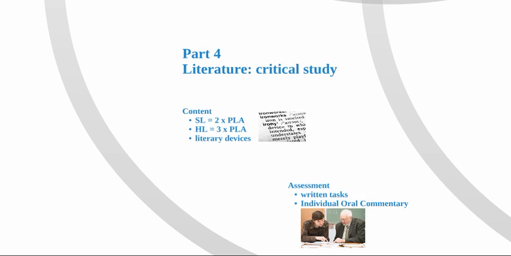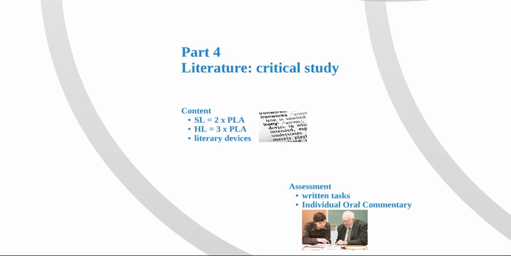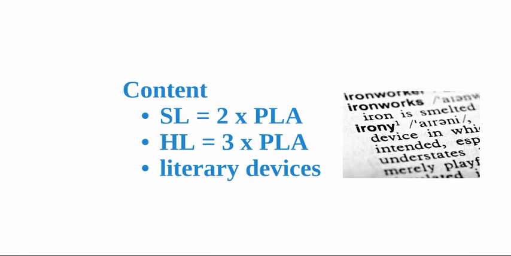Part 4 of the English Language and Literature course invites students to take a critical look at the mechanics of literary texts. For this part, students read works from the prescribed list of authors, 2 at standard level, 3 at higher level. These works should enlighten students to learn more about narrative, technique, or irony, or metaphor, imagery, and other literary devices.